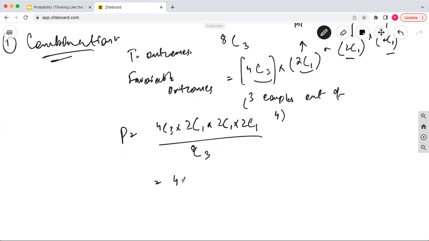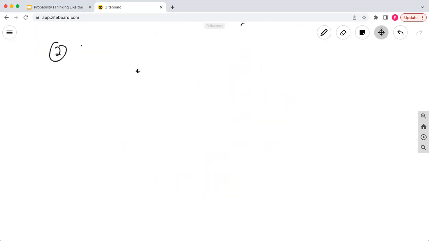Which is 4 into 2 into 2 into 2 divided by 8 into 7 into 6 divided by 3 factorial, which is 6. So this will come out to be 4 by 7.